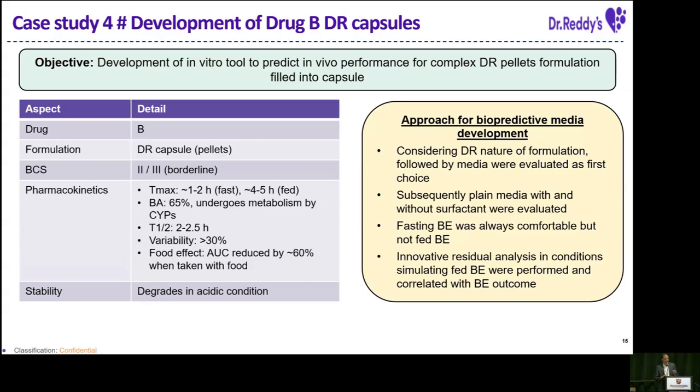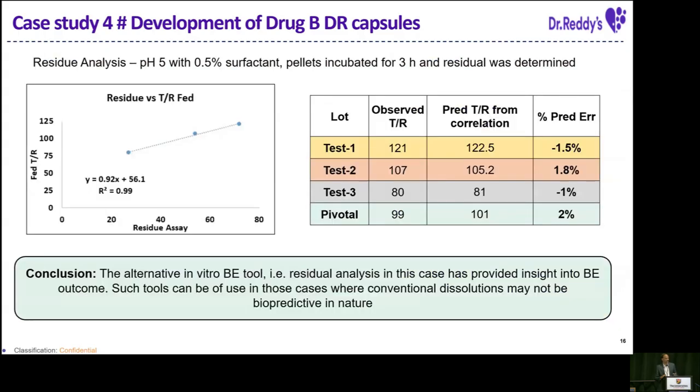For the DR formulations that undergo degradation in the acidic conditions, the in vivo behavior is governed by the degradation. And that's where we came up with a novel tool called residual analysis in pH 5 with 0.5% surfactant level. If there is a degradation in this particular condition, that is directly going to reflect in the in vivo behavior for Cmax as well as AUC. We have a couple of formulations tested in the pilot study, and we are able to get a pretty good correlation between the residual assay and the fed bioequivalence outcome.